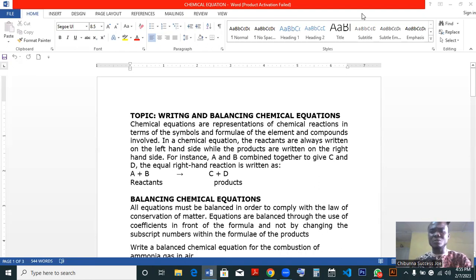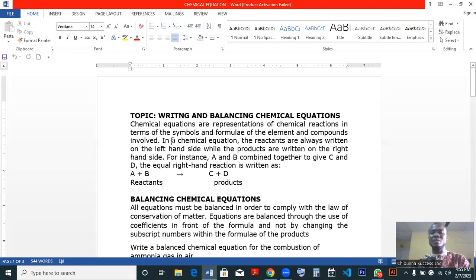Now, first and foremost, what is a chemical equation? A chemical equation simply means the representation of a chemical reaction in terms of the symbols of elements and formulas of compounds involved. Chemical equation is the representation of what? Chemical reactions in terms of the symbols of the elements and formulas of compounds involved.